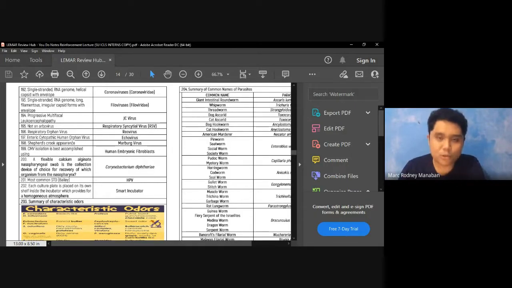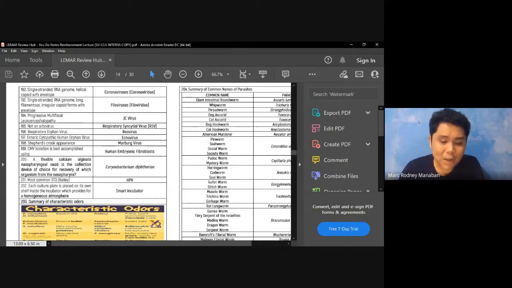Arthropod-borne virus, meaning it is transmitted through vectors. Your RSV is not transmitted through vectors, but through secretory, respiratory secretions. Respiratory orphan, that is the meaning of REO: respiratory enteric orphan. Echovirus: enteric cytopathic human orphan.